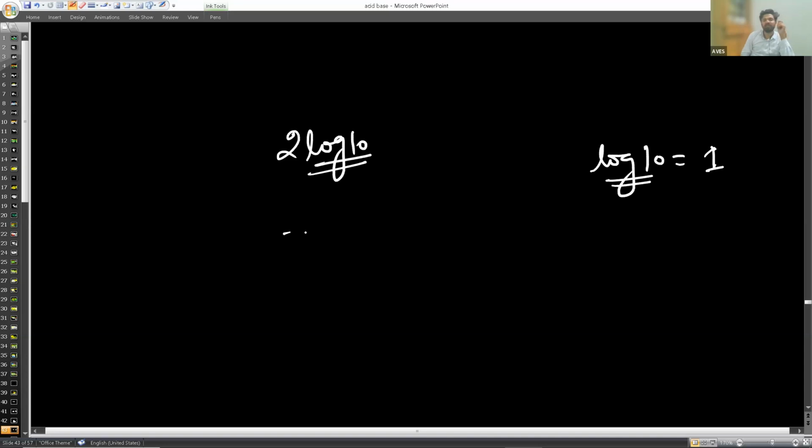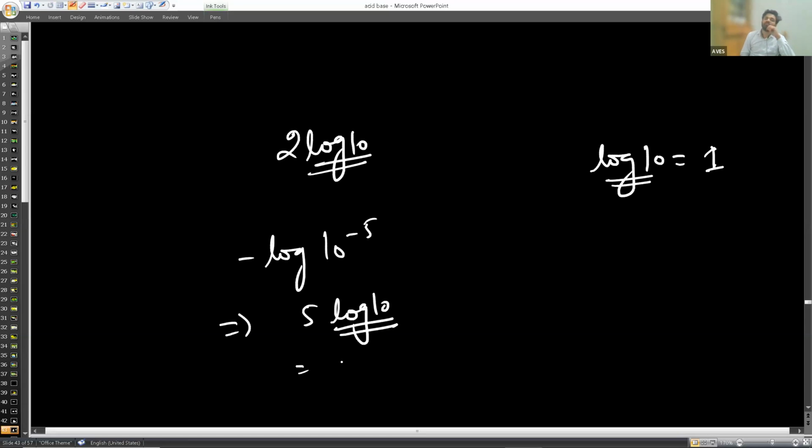For example, if I write minus log 10 raised to the power minus 5, what will its value be? Minus will get plus. You will write 5 into log 10, and this log 10 has a value of 1. So you write 5 into 1, that is equal to 5.